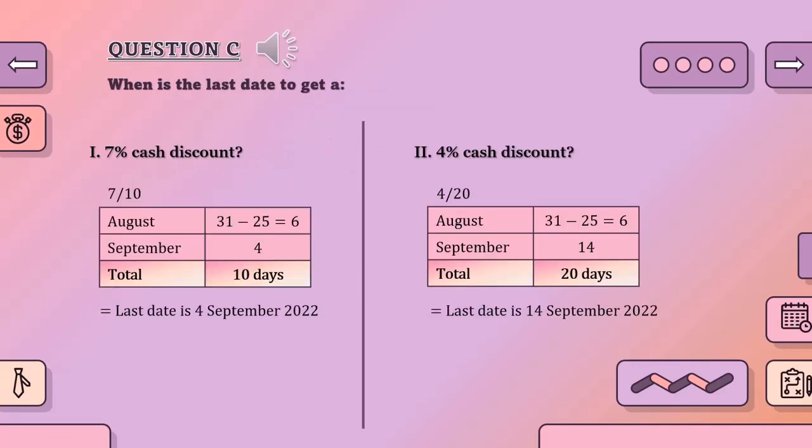Question C. When is the last date to get number 1, the 7% cash discount? 7/10: in August, 31 minus 25 equals 6, September equals 4, total is 10 days. So the last date is 4 September 2022. Number 2, 4% cash discount. 4/20: August equals 31 minus 25 equals 6, September is 14, total 20 days. So the last date is 14 September 2022.